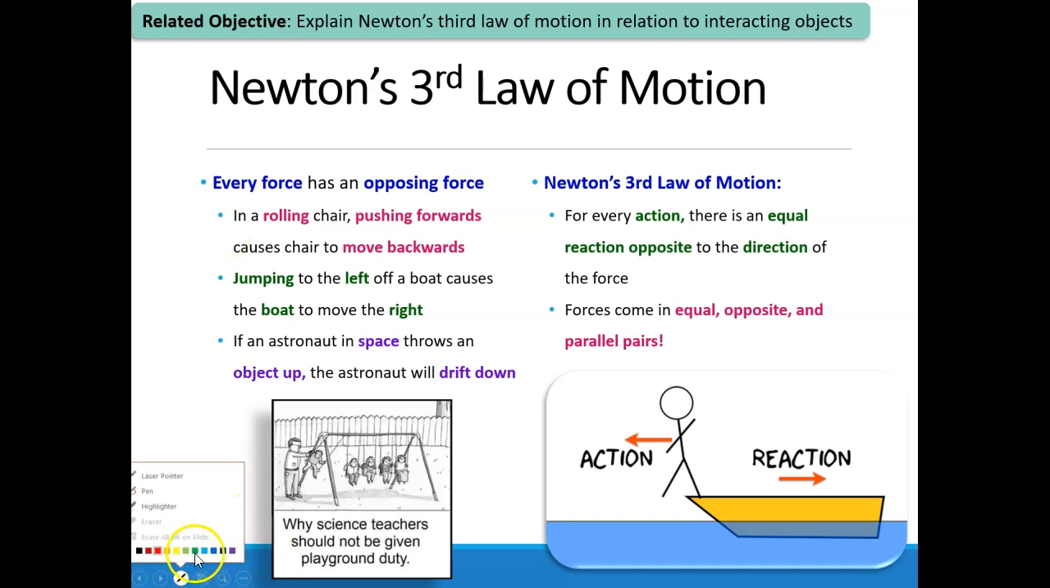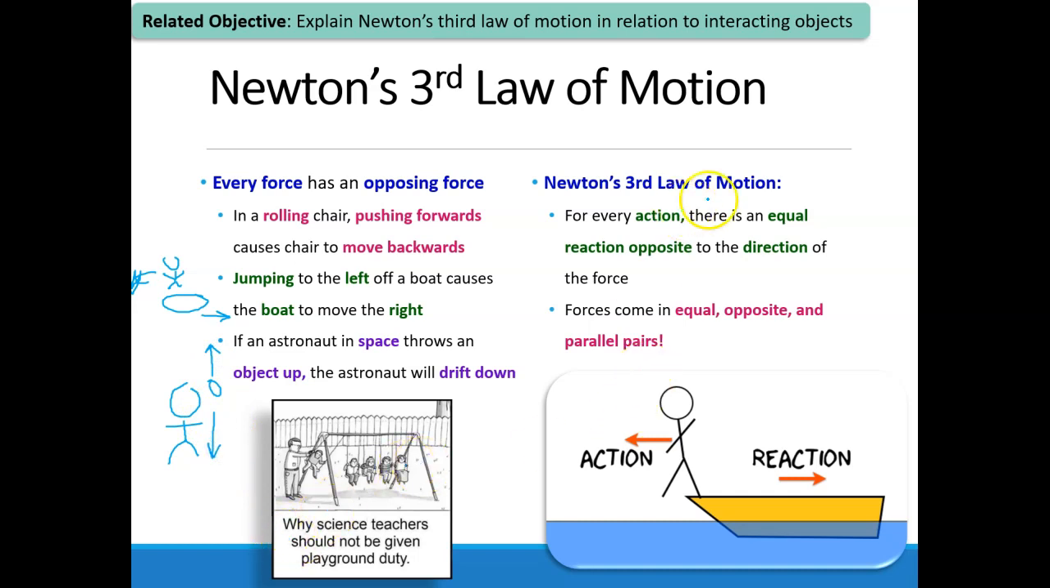Same thing when you jump off of a boat, right? If you are on a boat and you jump off to the left of the boat, it will actually push the boat to move to the right, which is why it's always really funny when people jump off boats because they don't actually get very far because the boat slides out from under them going the opposite direction. And if an astronaut in space were to throw an object upwards, the astronaut would actually begin to drift downwards. So let's say that our astronaut is throwing a rock and the rock goes up, then that actually has an opposite force that pushes him back down.